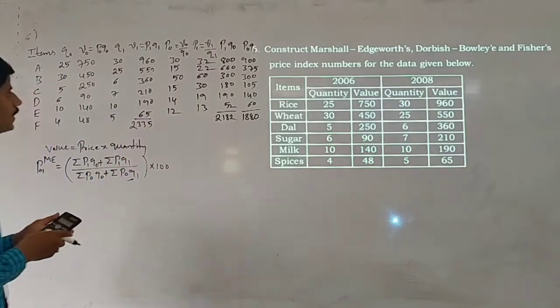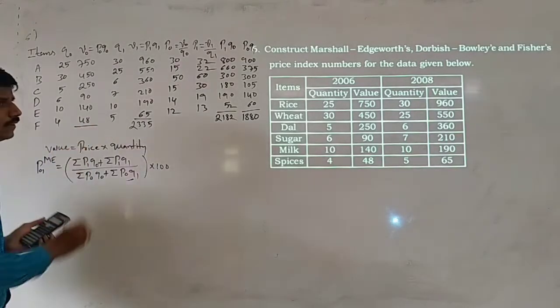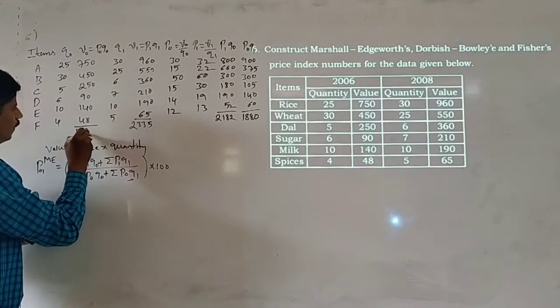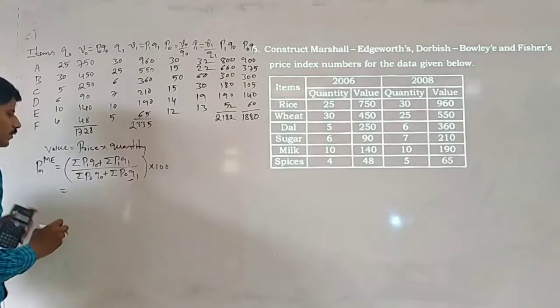2335. Next, P1 Q0. It is also given directly, that is the base year value: 750 plus 450 plus 250 plus 90 plus 140 plus 48 is 1728. 1728. We have to substitute the values.